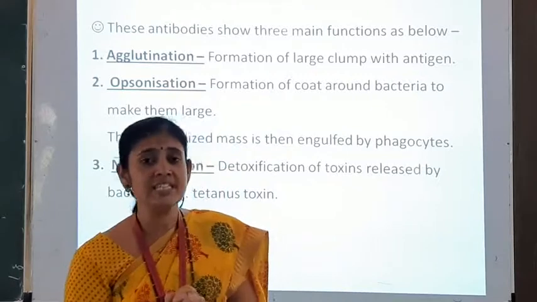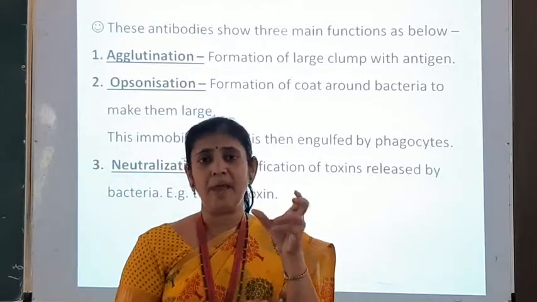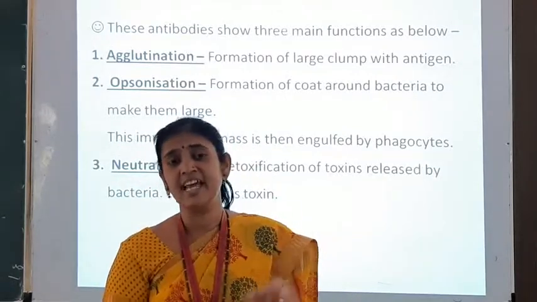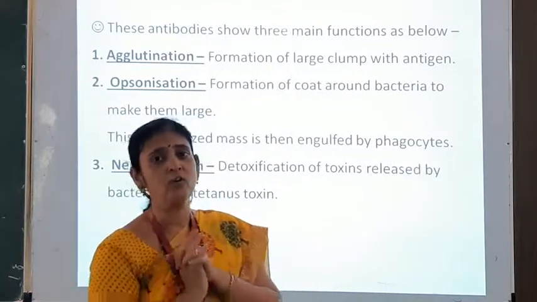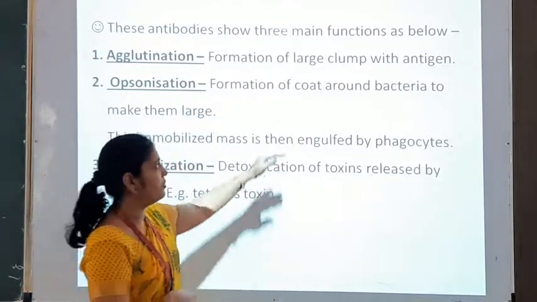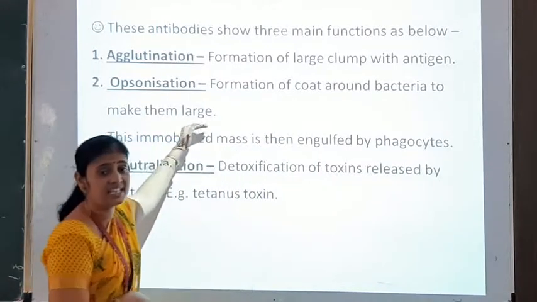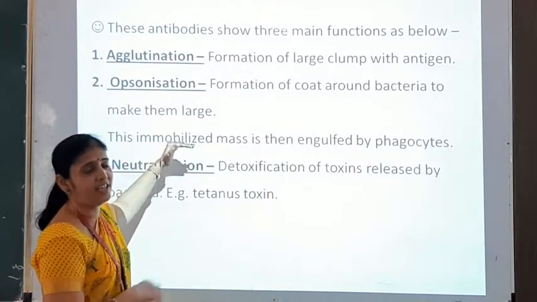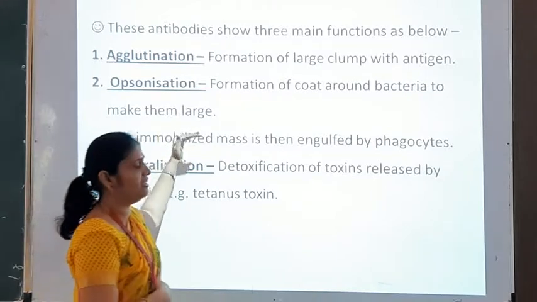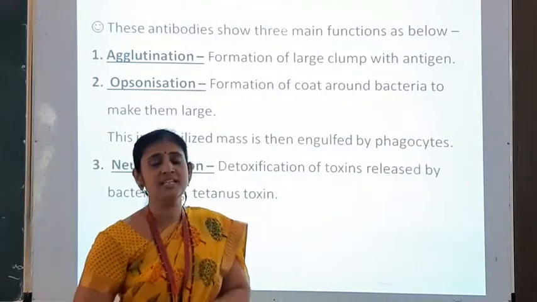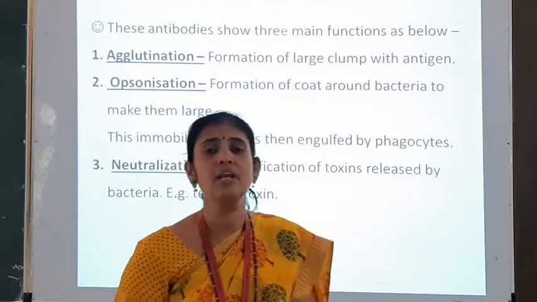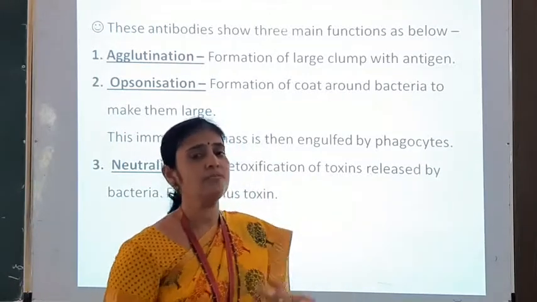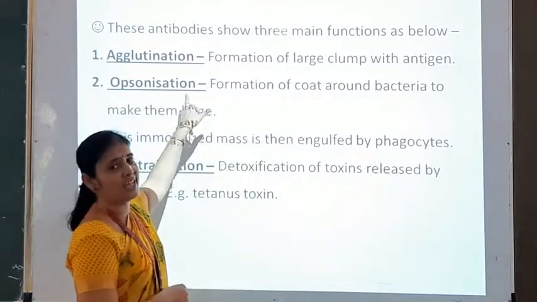Here you can see these bacteria, which are acting as antigen, are engulfed by these phagocytes. After formation of a coat, the size increases and it gets immobilized, and then this immobilized mass is engulfed by the phagocytes which are present in our blood, and therefore this process is called opsonization.